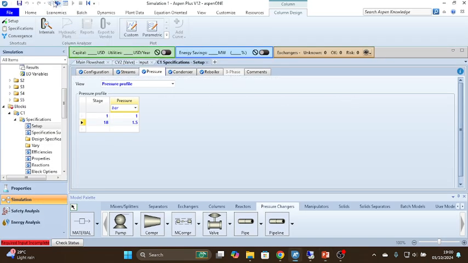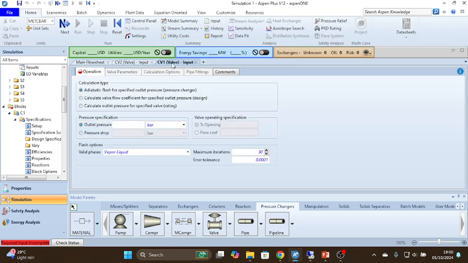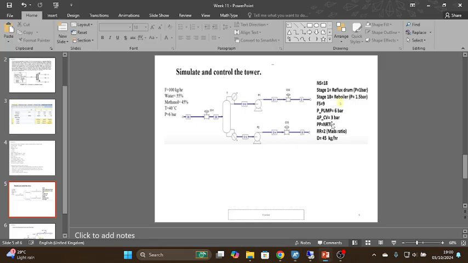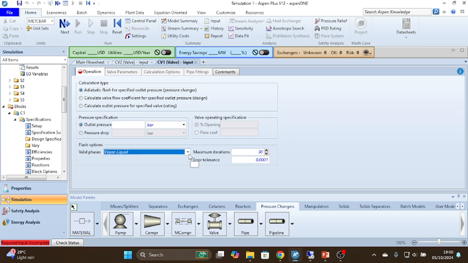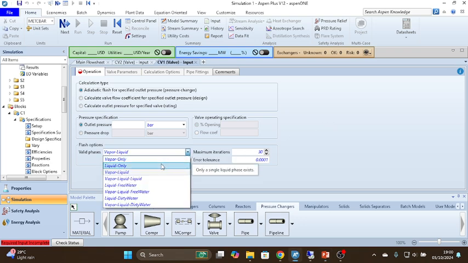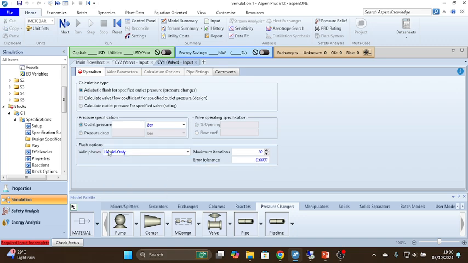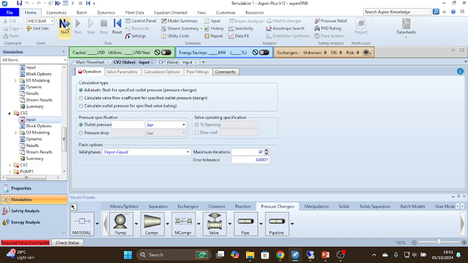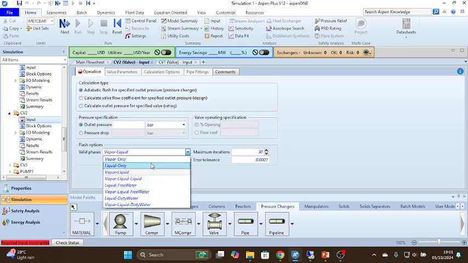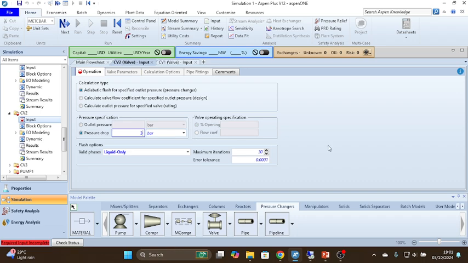Now we are going to click on next. So we have come to control valve. In the control valve it is said that the delta P or the pressure drop is 3 bar, and we are handling liquid feed on liquid phase. So we are going to use liquid only. So the pressure drop is going to be 3 bar. We are going to click on next. Similarly for control valve 2, this will be liquid and the pressure drop is 3 bar. Similarly for control valve 3, the liquid phase and the pressure drop is 3 bar.